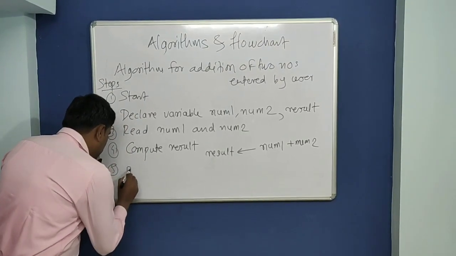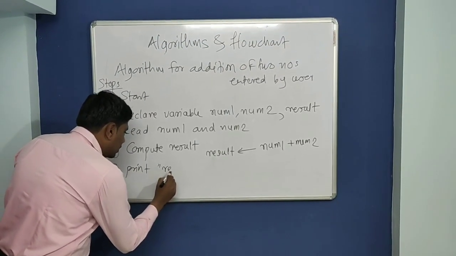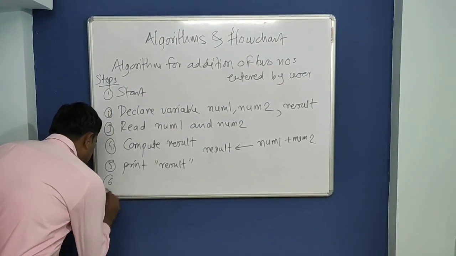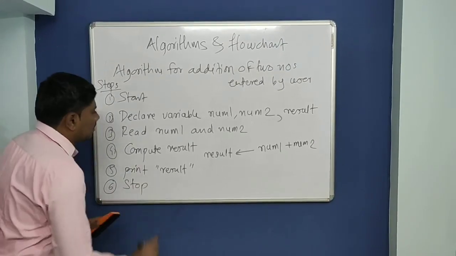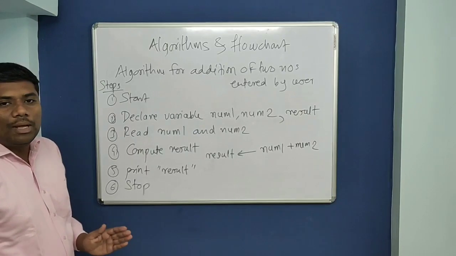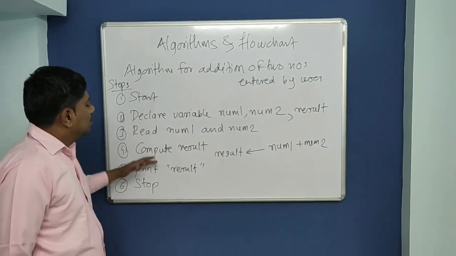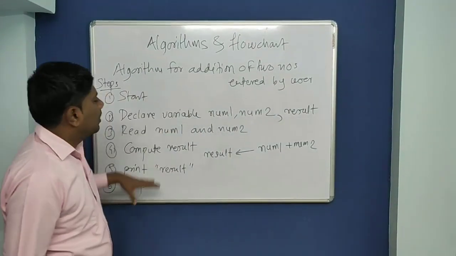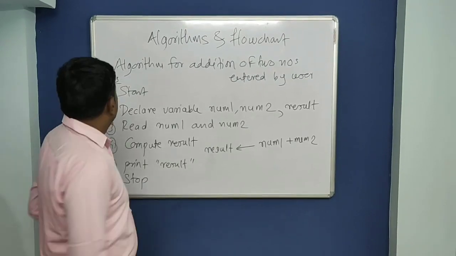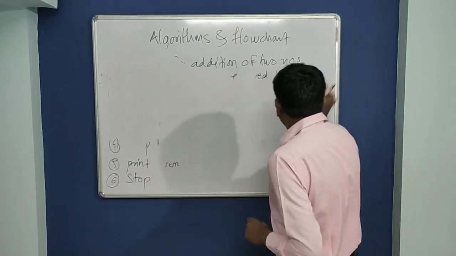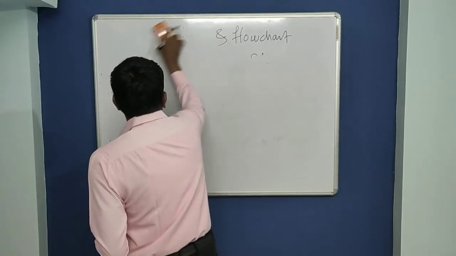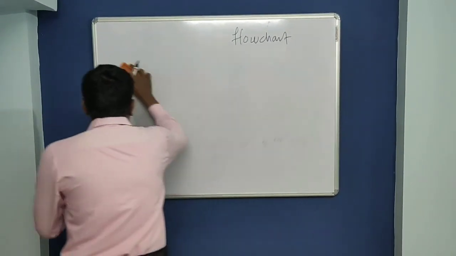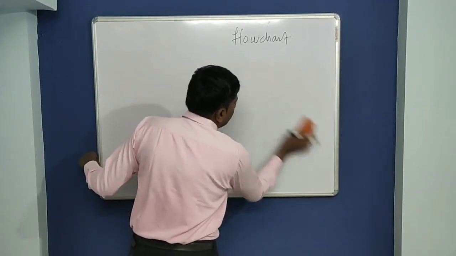Now what is your job? You need to print this result, the result of addition. And the last step is stop. So this is a simple example of an algorithm which calculates the addition of 2 numbers entered by the user. This is the algorithm concept. We have discussed the algorithm, its important properties, and we have seen one example of an algorithm.